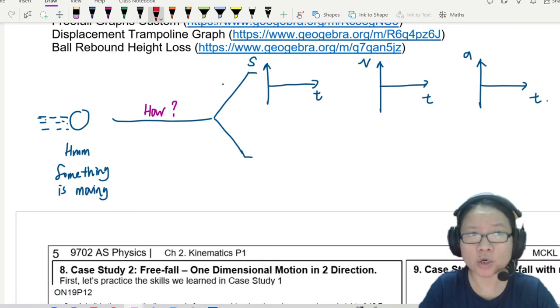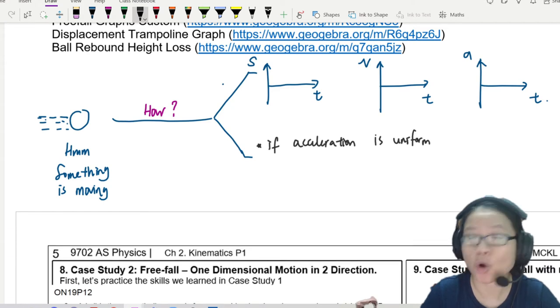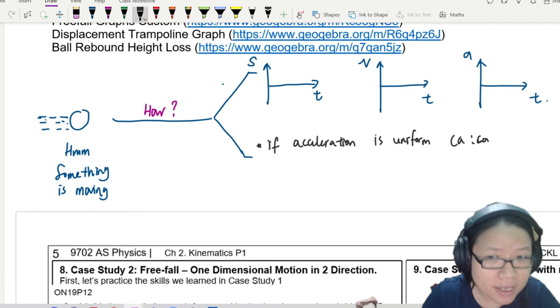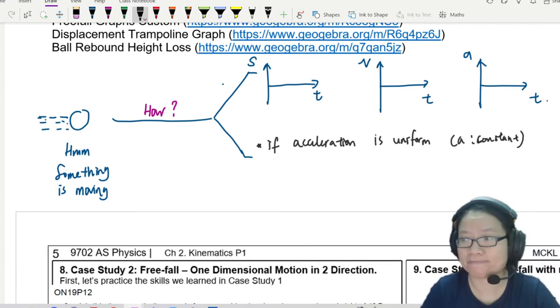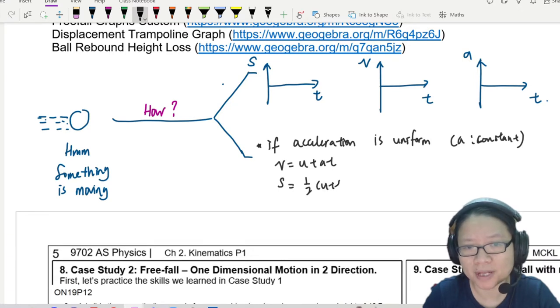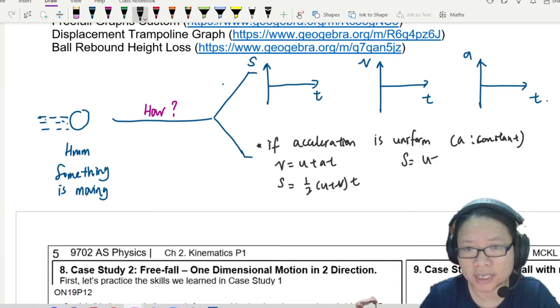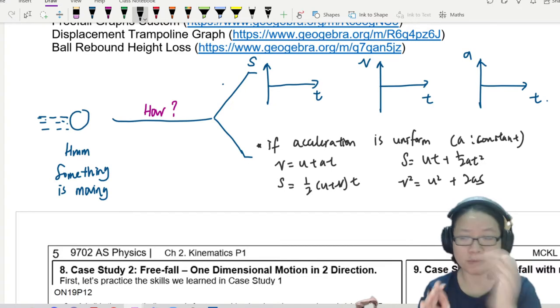And the second way is from the graph, there's a big if here. If acceleration is uniform, meaning your A is constant, then you can bring out your big four equations. Your V is U plus AT, coming from the gradient of the graph. S is half U plus V times T. And S is UT plus half AT squared. Finally, V squared is U squared plus 2AS. If you want to use these four, you have to make sure the acceleration is constant.